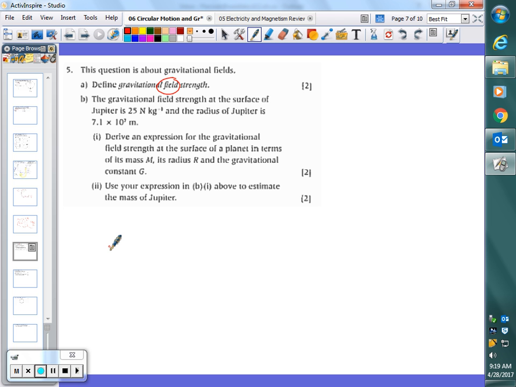Okay? So it says the gravitational field strength at the surface of Jupiter is 25 newtons per kilogram. Okay? And the radius of Jupiter is 7.1 times 10 to the 7th meters. Derive an expression for the gravitational field strength at the surface of a planet in terms of its mass, its radius, and the gravitational constant, okay?